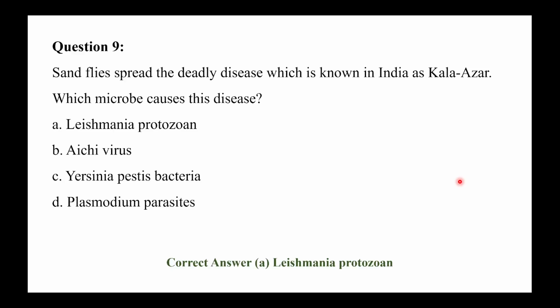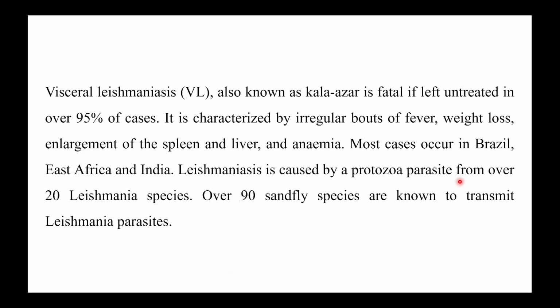Leishmania protozoan is the microbe that causes the Kala Azar disease. So, visceral leishmaniasis, also known as Kala Azar, is fatal if left untreated in over 95% of cases. It is characterized by irregular bouts of fever, weight loss, enlargement of spleen and liver, and anemia. And most cases occur in Brazil, East Africa, and India.